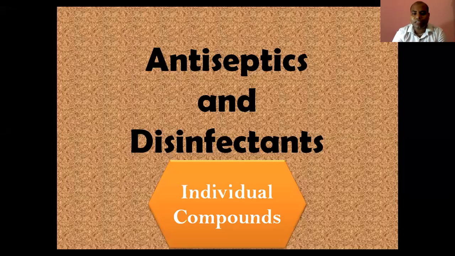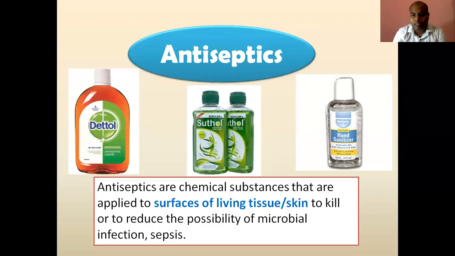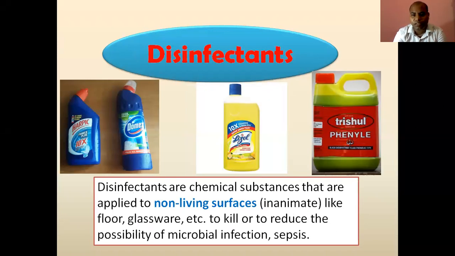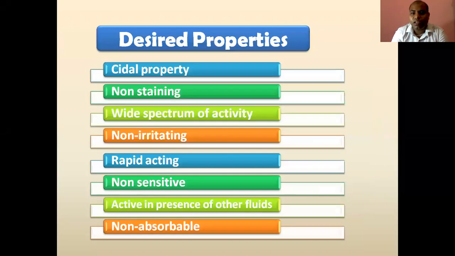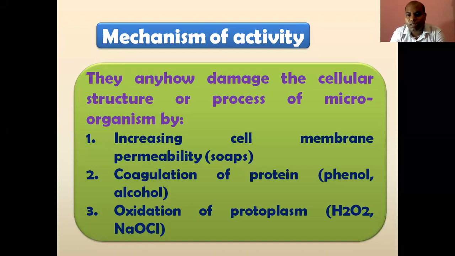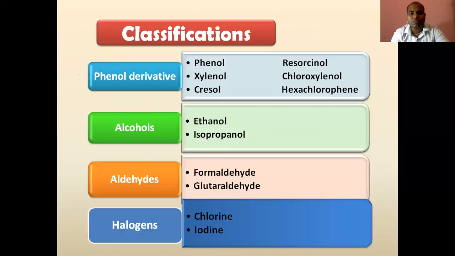As in the last lecture we discussed the antiseptic and disinfectant, we will discuss today the individual compounds. So by a simple recap, we have studied the antiseptic definition, disinfectant definition, their examples, how they differ. There is a very minute border between antiseptic and disinfectant, their desired properties, along with their mechanism of activity, their general uses.